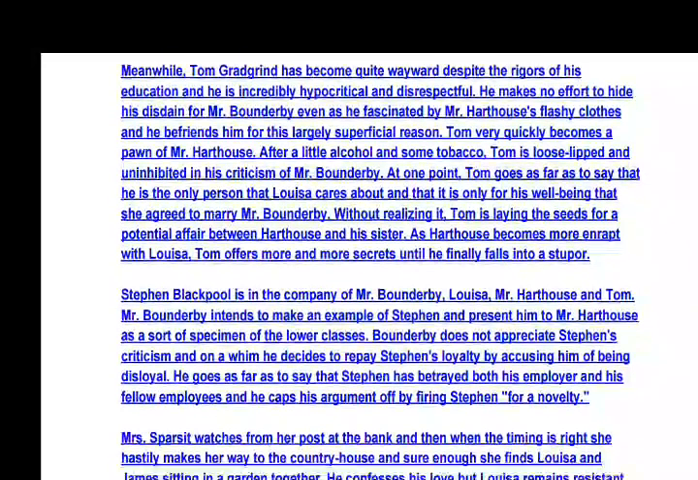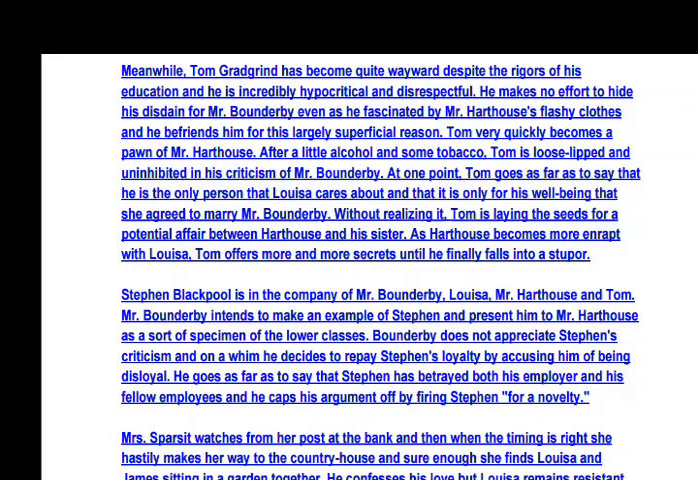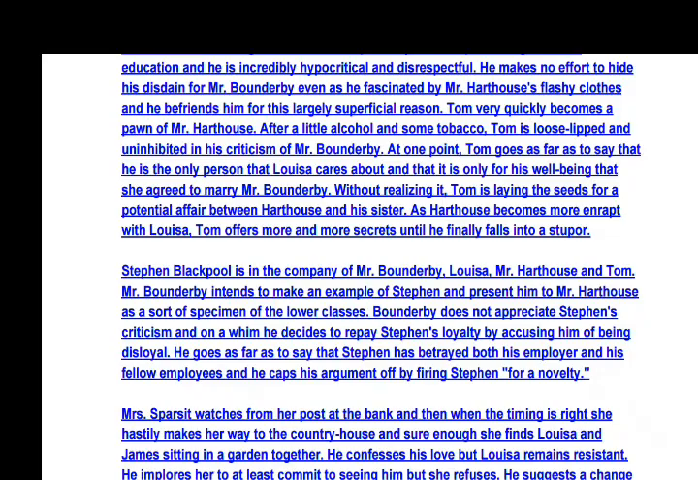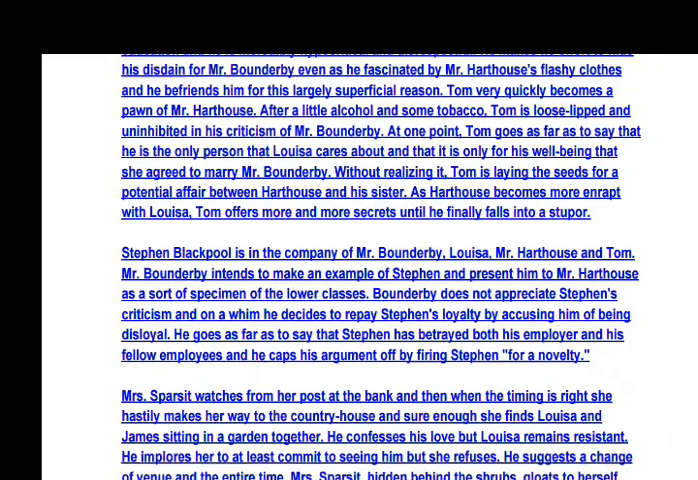At one point, Tom goes as far as to say that he is the only person that Louisa cares about, and that it is only for his well-being that she agreed to marry Mr. Bounderby. Without realizing it, Tom is laying the seeds for a potential affair between Harthouse and his sister. As Harthouse becomes more enwrapped with Louisa, Tom offers more and more secrets until he finally falls into a stupor.